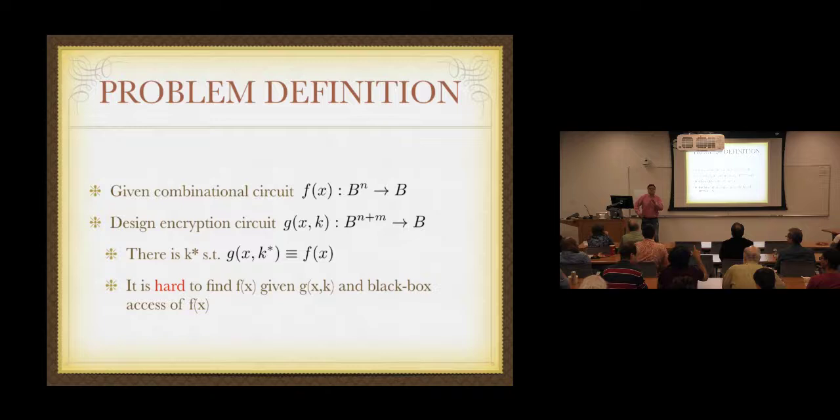Sorry, just a clarification. D is for Boolean or any set? Yeah, B is Boolean, maybe, yeah. Any other question?